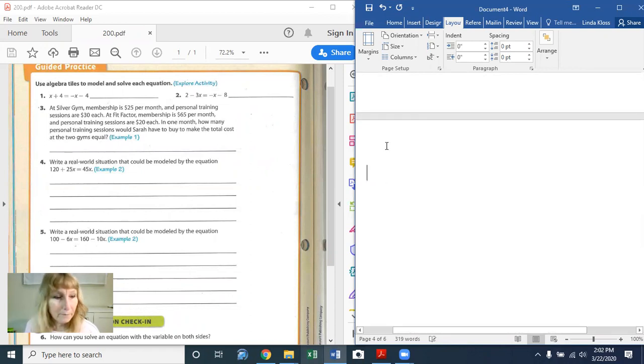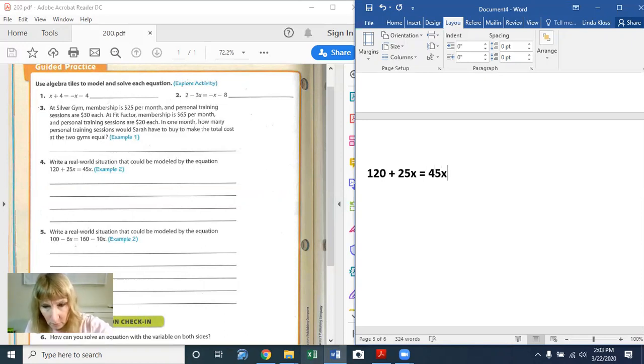Okay. Problem number 4, we get to write a real world situation. Now, in your homework, you're all going to have different answers. There's multiple ways to come up with word problems. So we're just going to do these two together and use the same word problem. We have a real world problem of 120 plus 25x equals 45x.